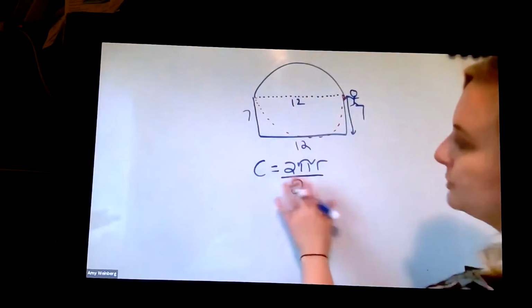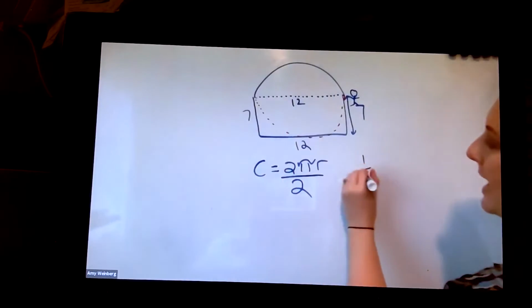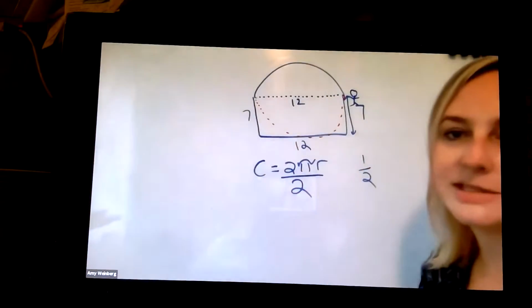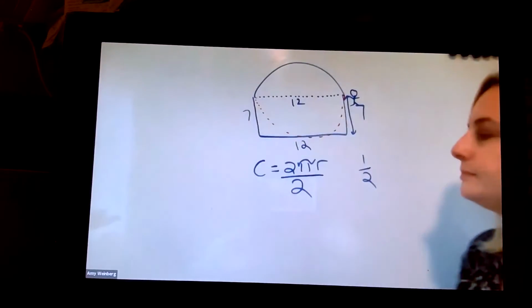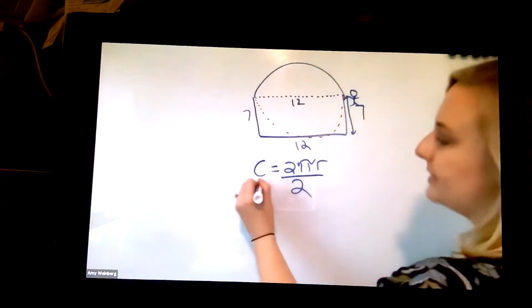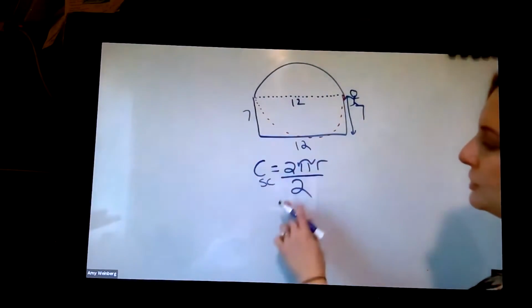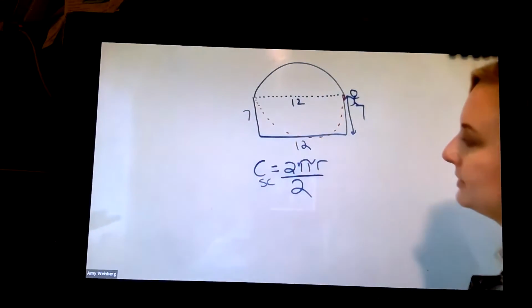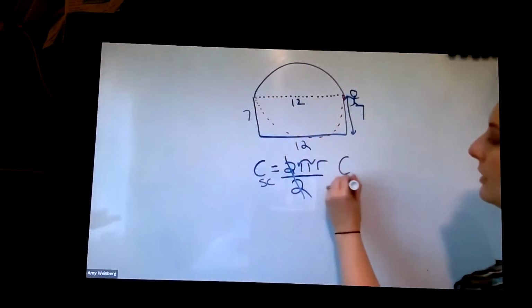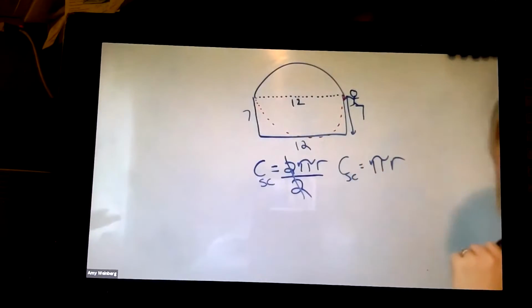If I wanted to do this by fraction, I could literally multiply this whole thing by a half, but it's just the same thing as dividing by 2, right? So the circumference for, I'm going to call this a semicircle, is 2 pi r divided by 2. Well, what two numbers cancel? Right, 2 divided by 2 is 1. So really my circumference of the semicircle is just pi times r.